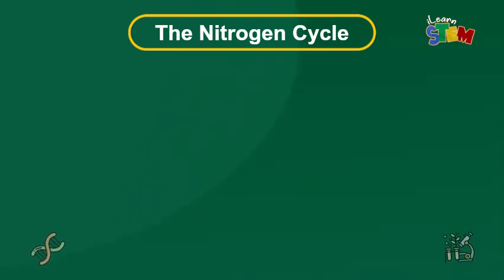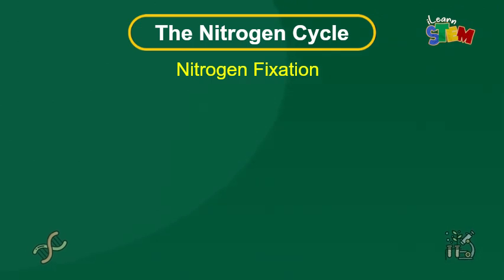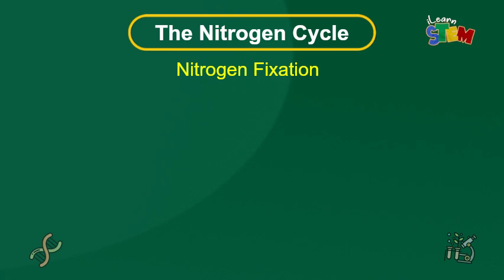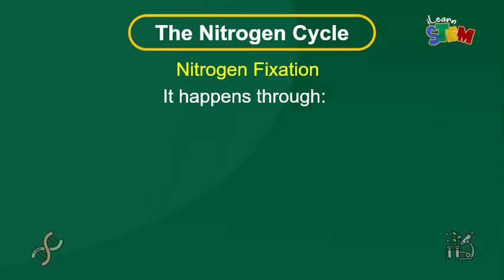Let's take a moment to look at nitrogen fixation. Have you heard the word before? Well, I'm here to discuss that. Nitrogen fixation is the process of converting nitrogen gas from the atmosphere into forms that plants can absorb, like ammonia or nitrates. This happens through 1.